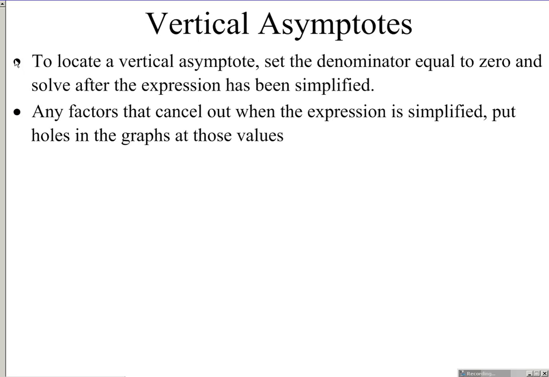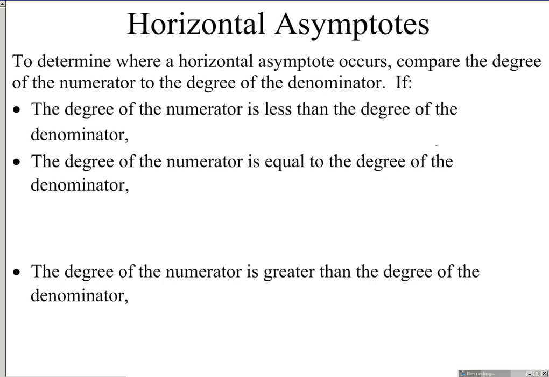Whatever is left, whatever is left as far as variables in the denominator, you're going to set that denominator equal to 0, solve that, and that will be where you have a vertical asymptote.